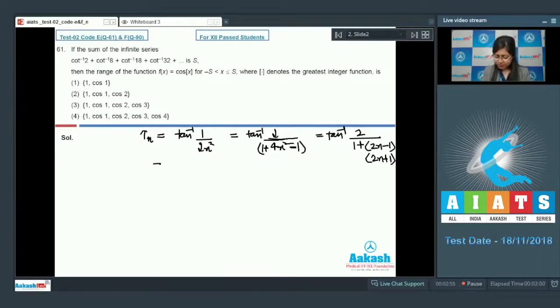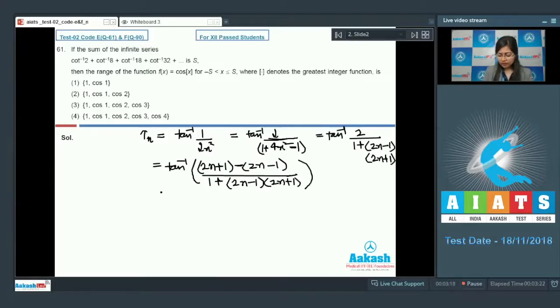Now this can further be written equal to tan inverse of 2, which can be written as (2n plus 1 minus 2n minus 1) upon 1 plus (2n minus 1) into (2n plus 1), right? So this is the formula of tan inverse A minus tan inverse B. So I can write it equal to tan inverse (2n plus 1) minus tan inverse (2n minus 1), right?